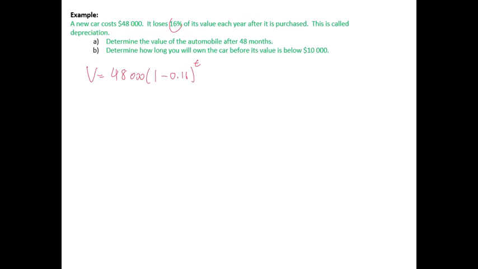So let's actually simplify this. That's equal to 48,000 times 0.84 to the power of t, so subtract that 1 minus 0.16. So this is our equation.